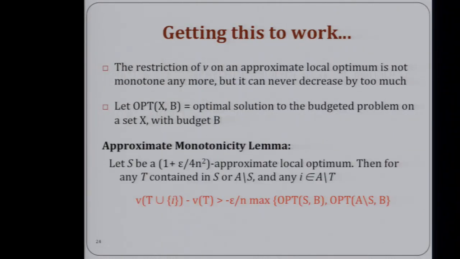So the monotonicity property that we managed to obtain is the following. Suppose that you have a set S which is a 1 plus epsilon over 4n squared approximate local optimum. Then we can show that if you take your function v and restrict it on the two local optima, on S and A delete S, you cannot prove that this is greater than or equal to 0. That would be monotonicity. But you can prove that this difference will always be greater than minus some small quantity. This is good enough for us for continuing our analysis. So even though you don't have monotonicity, you have some approximation to monotonicity.